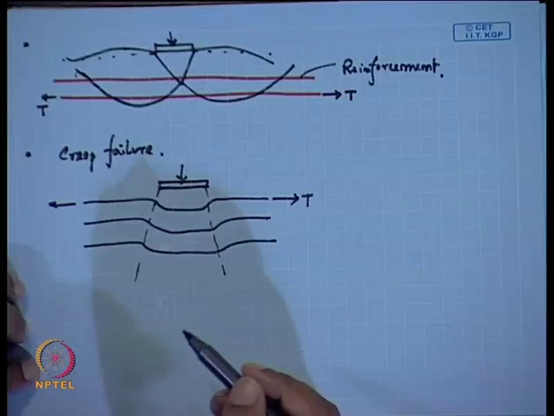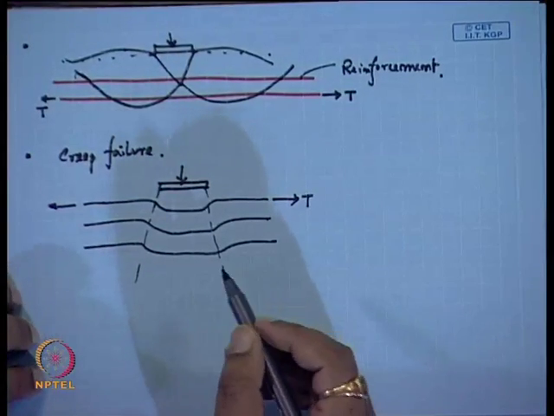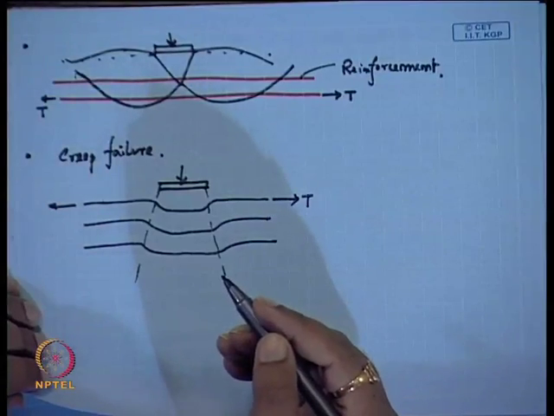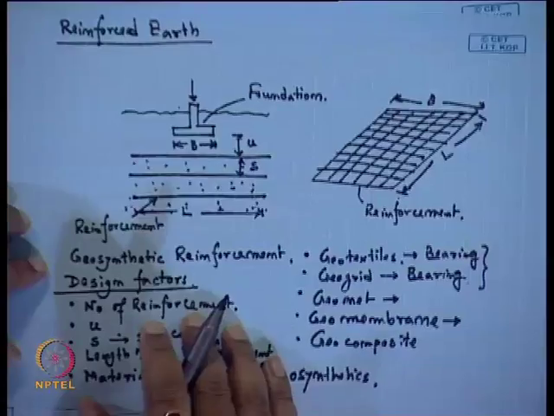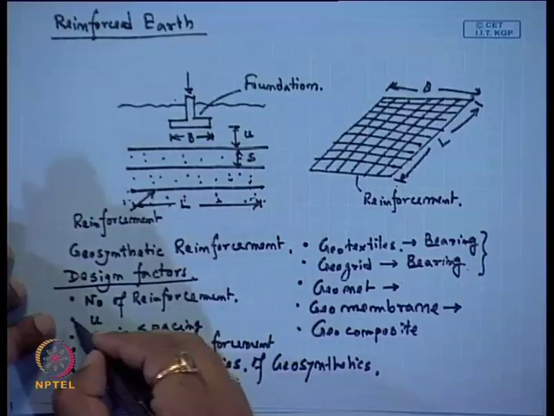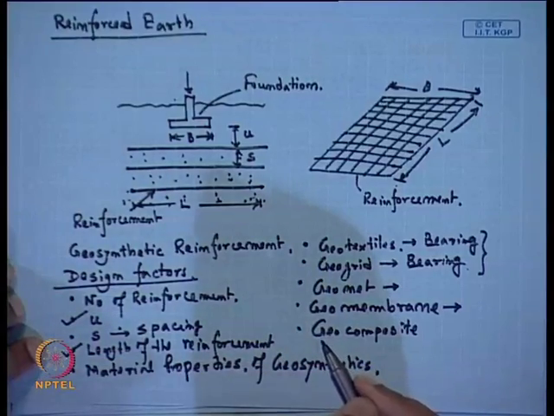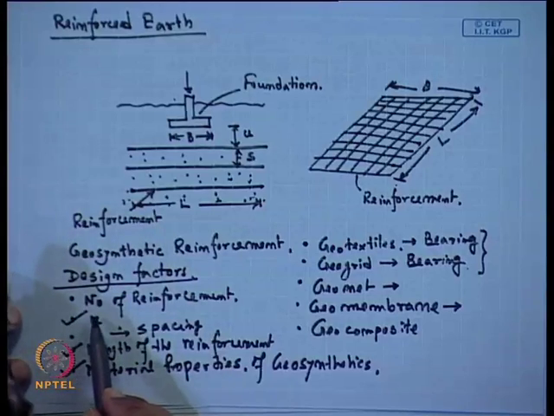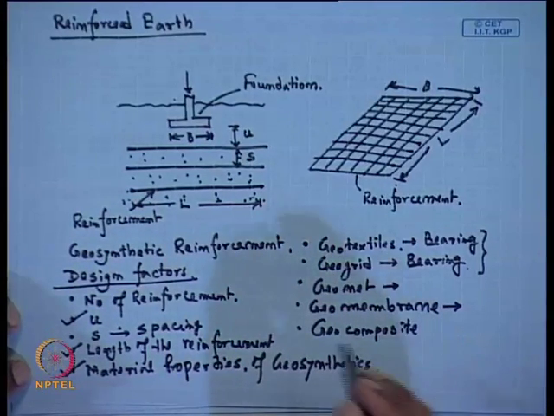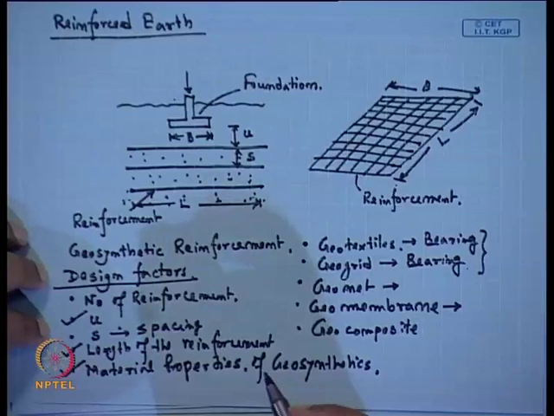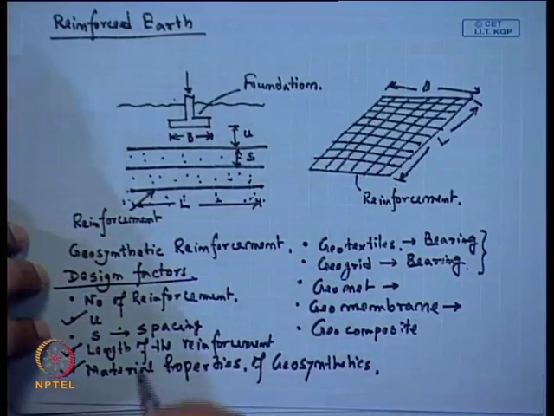Now we are talking about how the geosynthetic is placed to improve the load carrying capacity of the soil. The question is how this improvement will occur. As we have mentioned, there are four different things: the number of reinforcement layers, the U part, which we have already explained, and the length of the reinforcement. The length should be sufficient, so that there is anchorage of the reinforcement, otherwise it will move along with the soil. Then the material properties: we have to choose a geosynthetic that can sustain the induced strength. Another is the spacing.